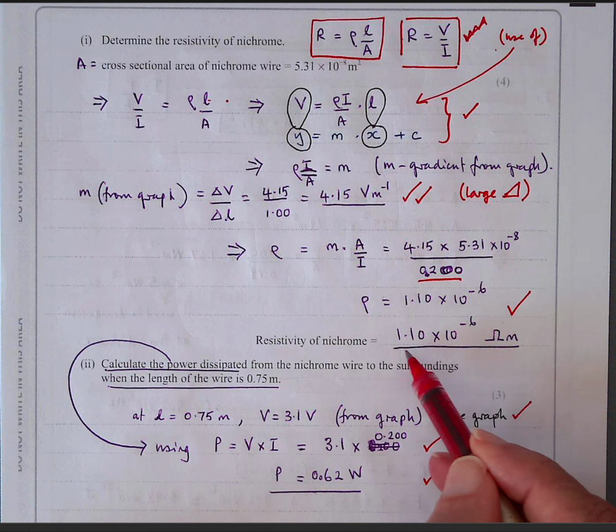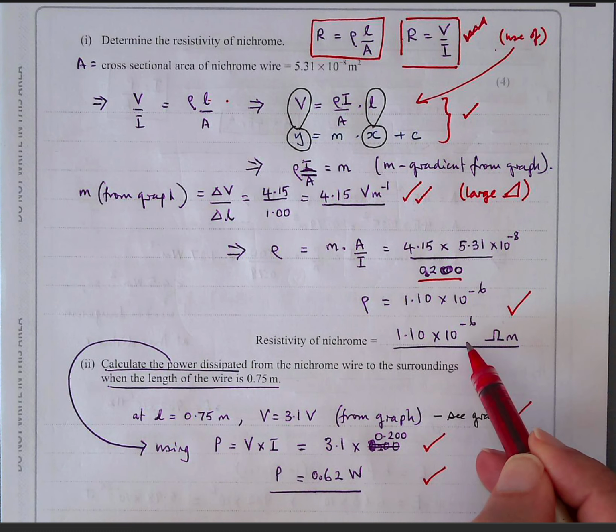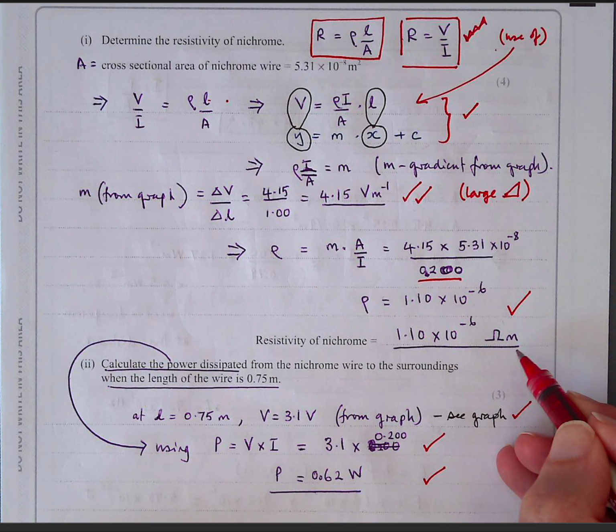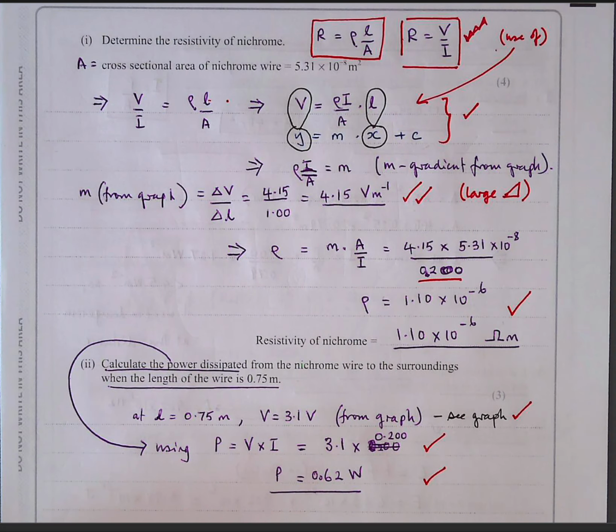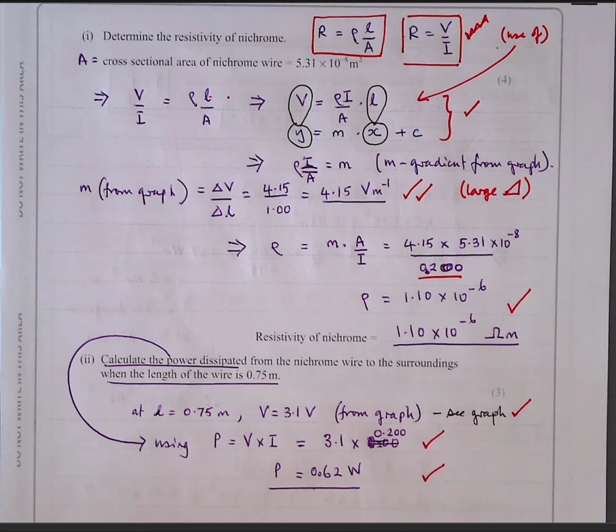So you work out the resistivity is 1.10 times 10 to the minus 6. But don't forget, if you don't get the units, you won't get the final mark. So that's how you work out the resistivity. Again, this is very good practice to make sure you have done core practical 6.